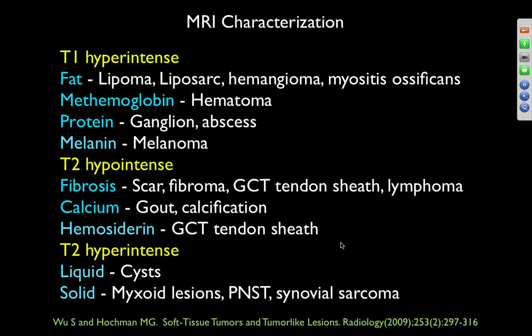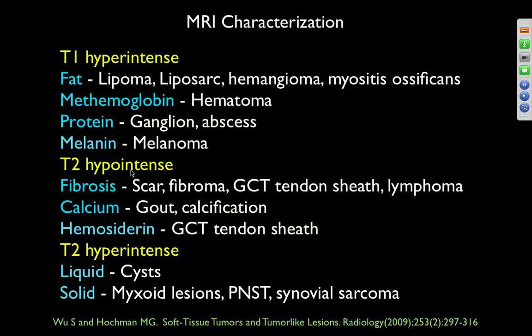And this is a nice article by Wu et al. in Radiology in 2009, where they classified masses based upon their T1 signal and T2 signal: T1 hyperintense, T2 hypointense, and T2 hyperintense. So if you have T1 hyperintense, you're typically talking about tumors that have fat in them, hematoma, ganglion cysts and abscesses that have high protein content, and melanomas.